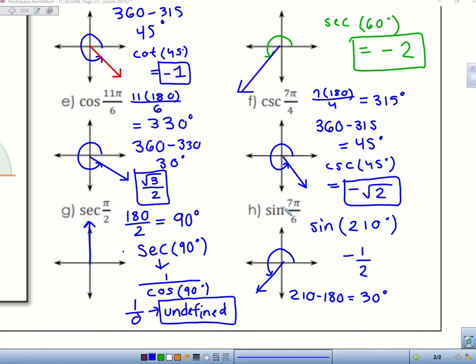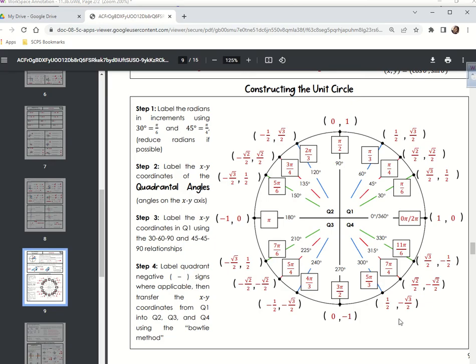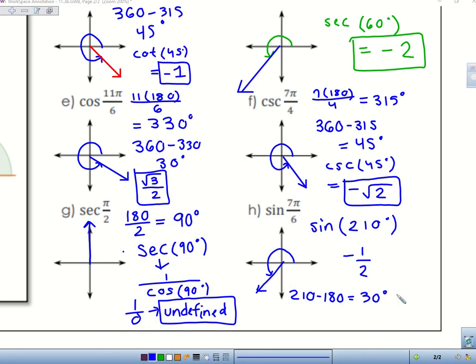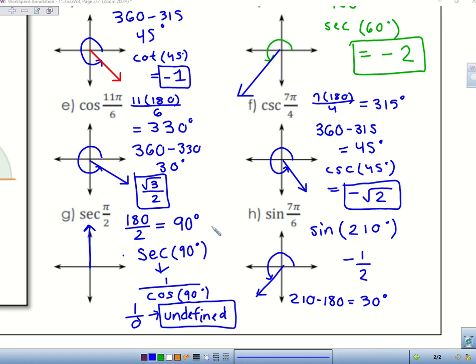For example, sine of 7 pi over 6. 7 pi over 6 is right here. That's 210 degrees, right? Sine is x or y? 1/2. Good. But it happens to be negative here because of what quadrant it's in. Does it have to be a fraction? If you put 0.5, that's fine. The only ones you have to be careful with are like radical 3 over 2, where you can't put 0.866. But terminating decimals like one half are fine.